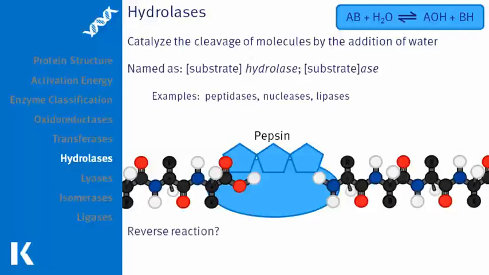On the MCAT, you may be asked to describe the reverse reaction of a process you've been given. We've just seen that hydrolases use water to split molecules apart, and the reverse process, where water is removed from a molecule, is known as dehydration synthesis.